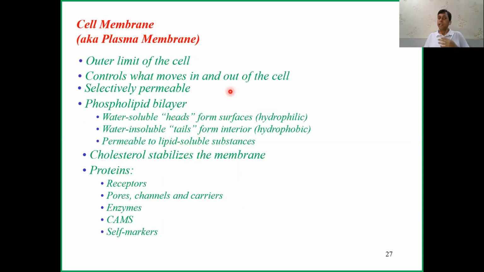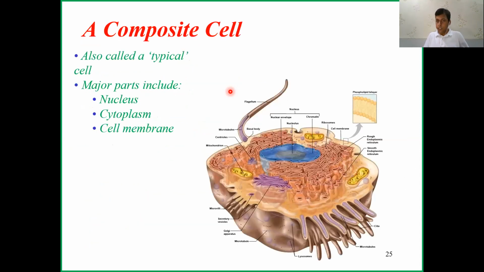It is selectively permeable. That means it will not allow everything to come in and go out. It will decide. So it has its own intelligence. This cell membrane has its own intelligence. Even inside, there are some organelles that have their own DNA, like the nucleus, and they have their own intelligence.